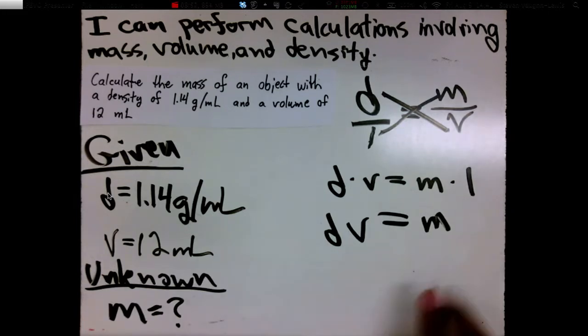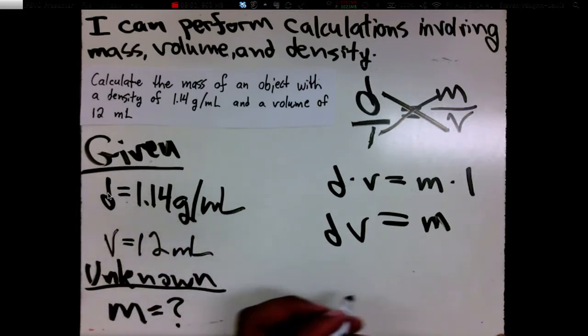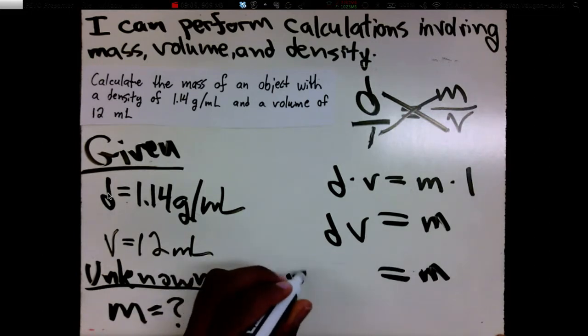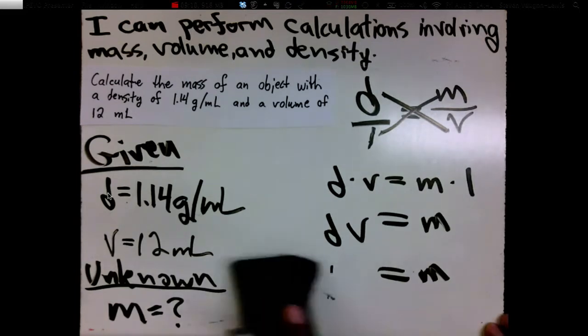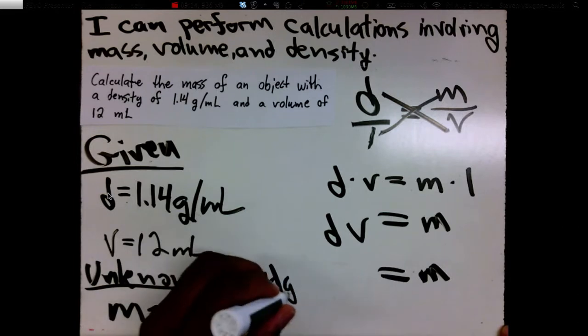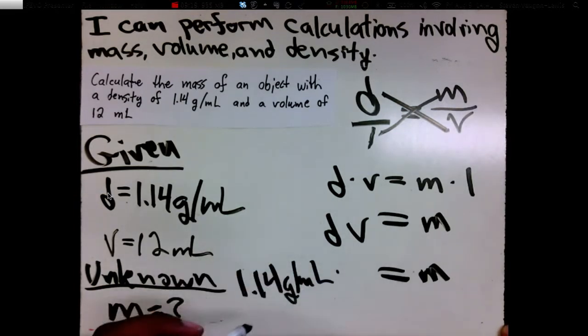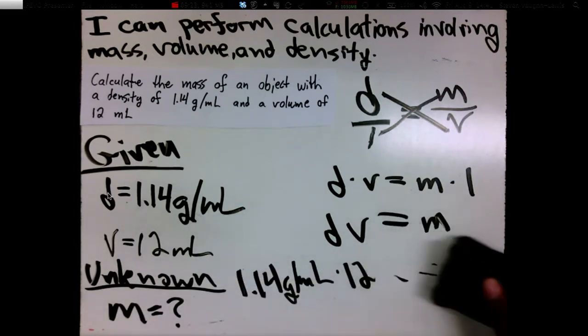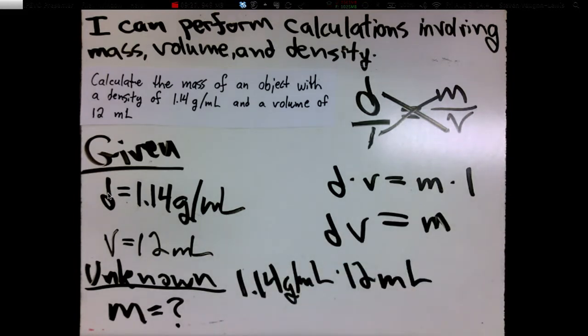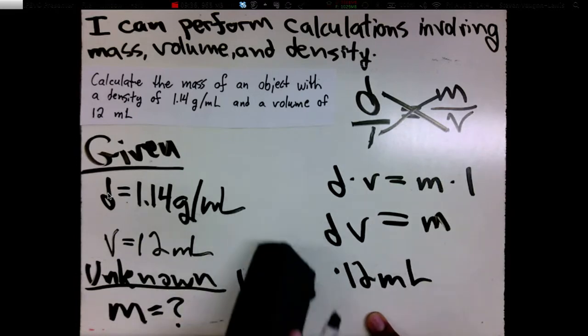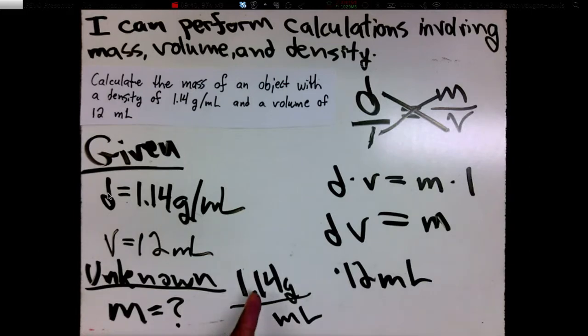So now we can start plugging in what we have. Our D is 1.14 grams per milliliter multiplied by 12 milliliters. Now, what happens here is this gram per milliliter, all that means is that the milliliter is on the bottom. Okay, 1.14 grams per milliliter times 12 milliliters. If I turn that into a fraction, my milliliters are going to cancel out. So I have 1.14 grams times 12.